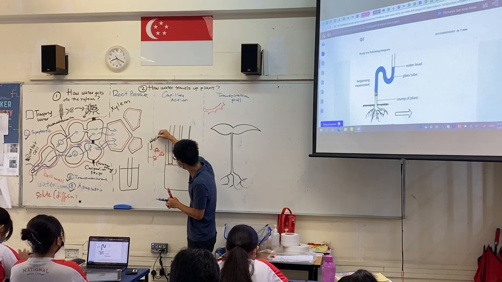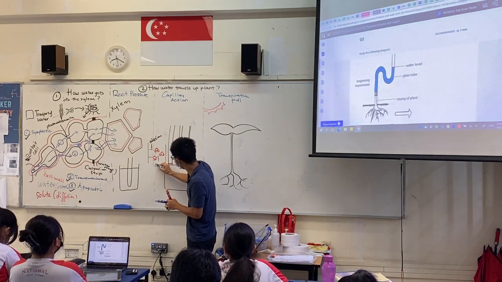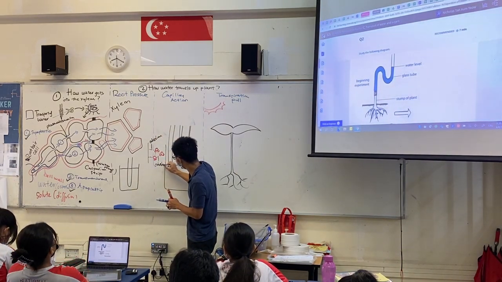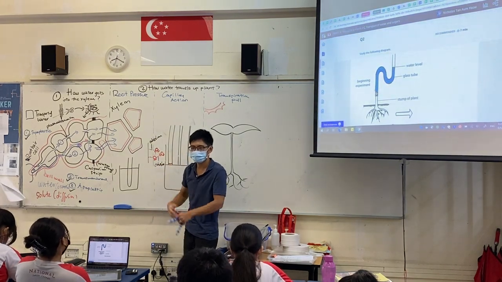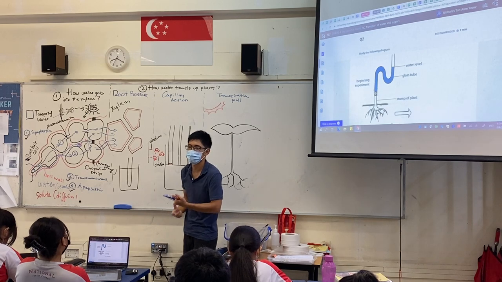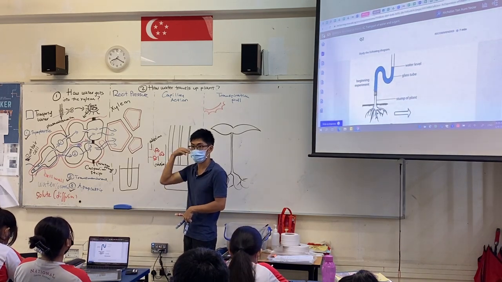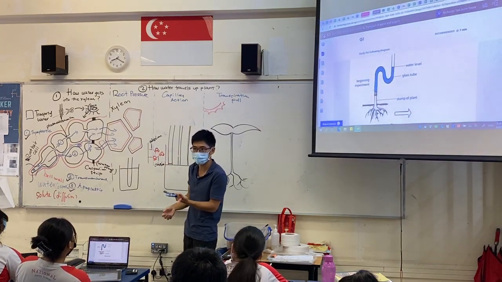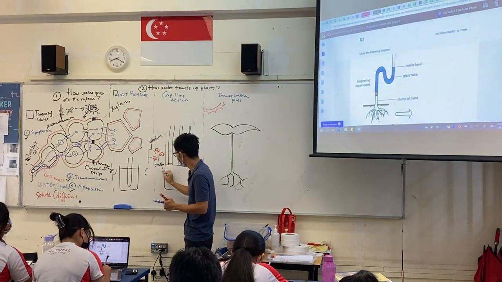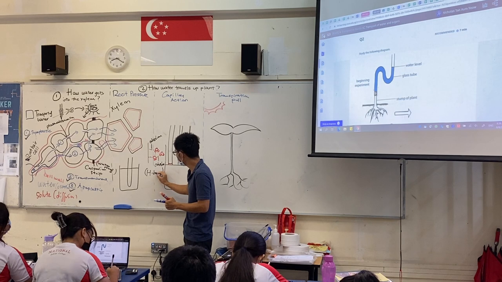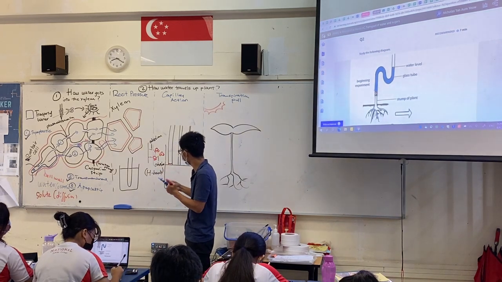Adhesion and cohesion. What are these bonds that are causing the water to stick to each other? Thinking back to last year, hydrogen bonding, because water molecules are polar after all. So the basis of all this stickiness is nothing more than hydrogen bonds.